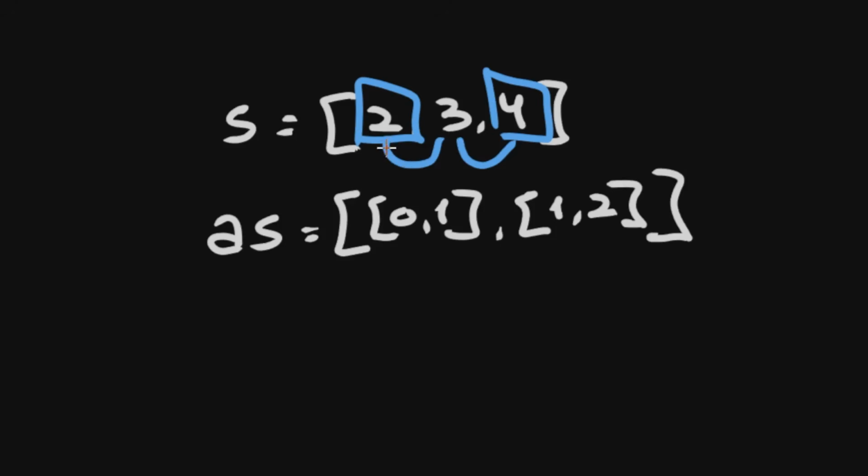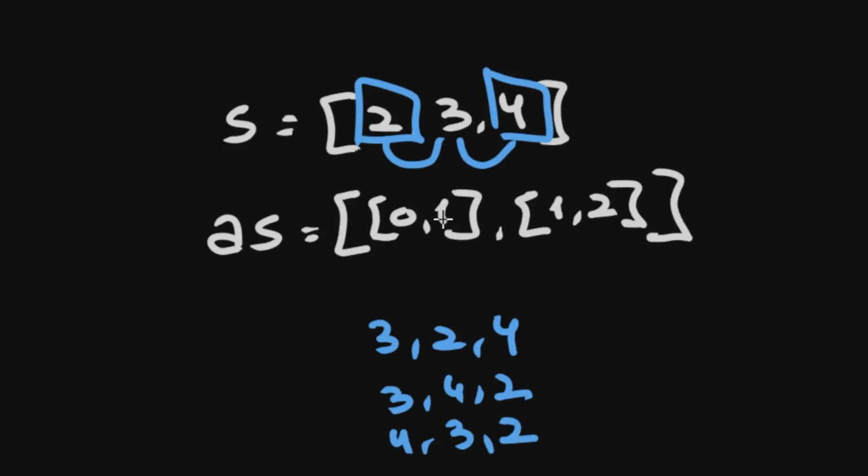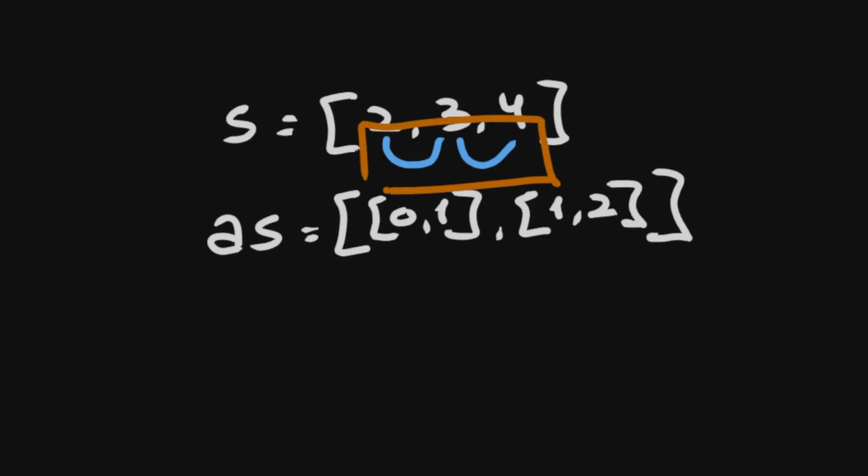First, we can swap these two indices and get 3, 2, 4. Then we can swap these two indices, meaning these two, and get 3, 4, 2. And finally, we can swap these two indices again and get 4, 3, 2. Now we have successfully swapped these two elements here. So if two elements are connected at any level, we can swap them. And that's why my first intuition was to use something called union find.